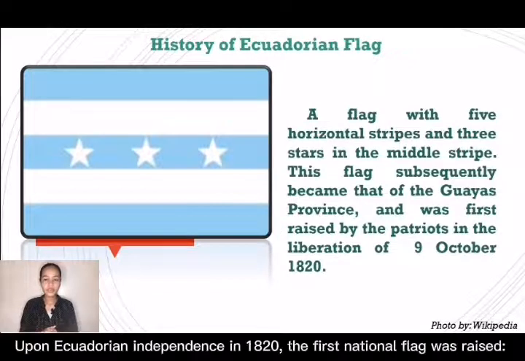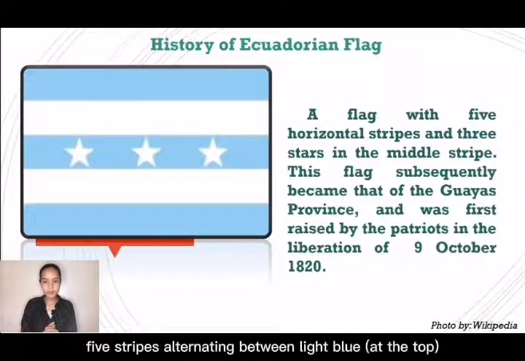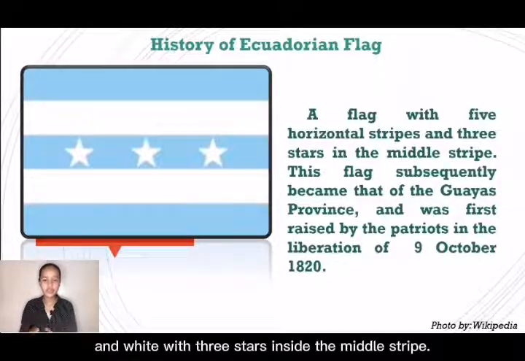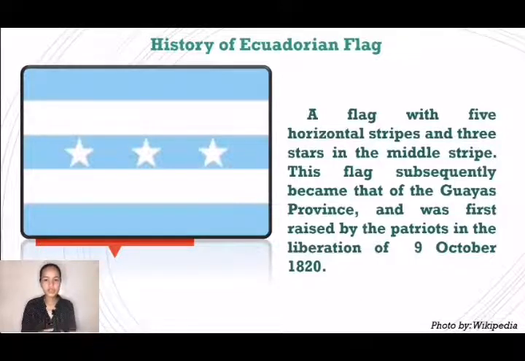Upon Ecuadorian independence in 1820, the first national flag was raised: 5 stripes alternating between light blue at the top and white, with 3 stars inside the middle stripe. The stars symbolized the departments in which Ecuador was divided. A flag with 5 horizontal stripes and 3 stars in the middle stripe.